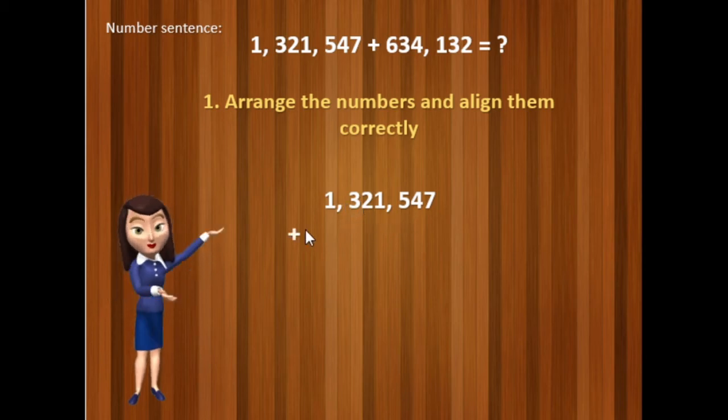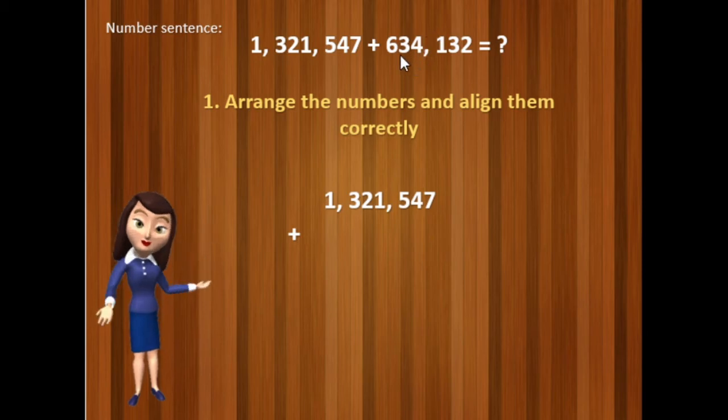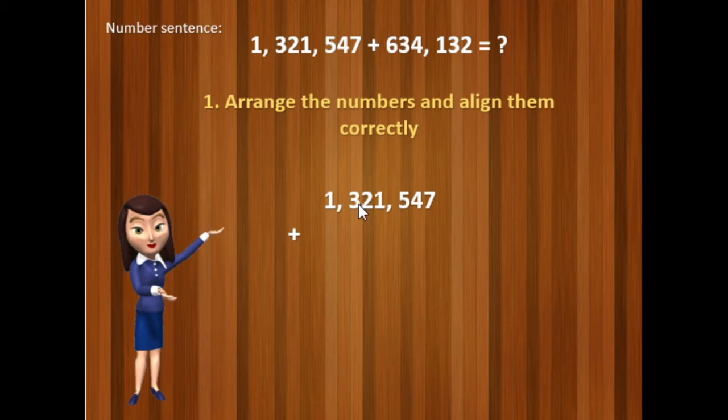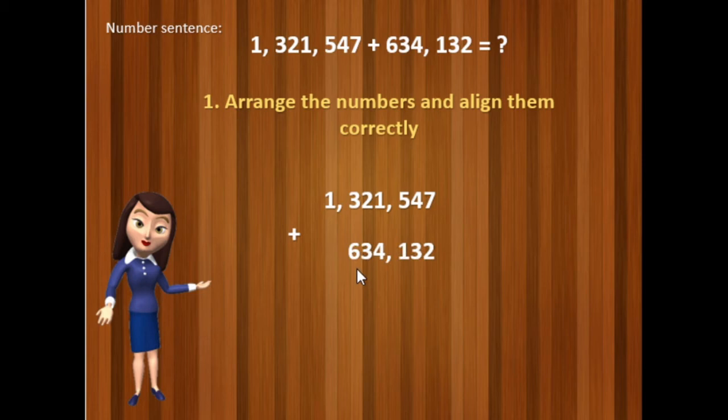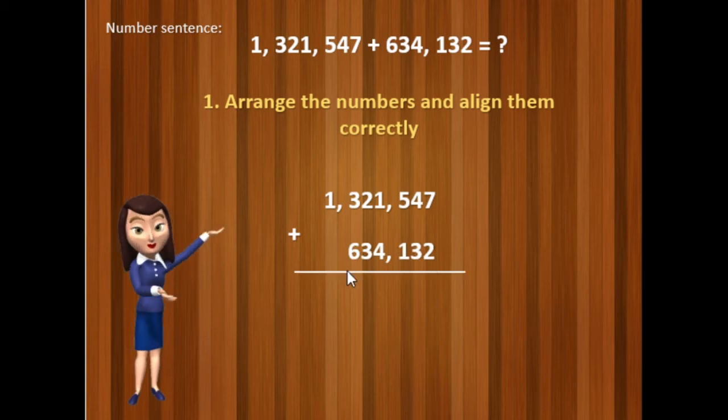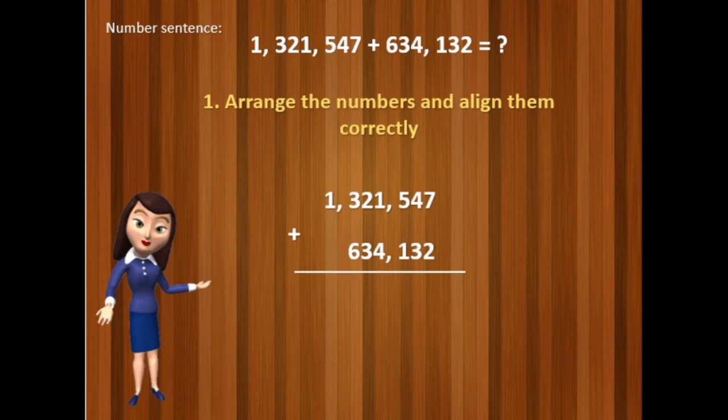1,321,547 plus 634,132 should fall under beginning with 3. So it looks like this. When this is the position of your number, you can now add. And you add starting from the right.